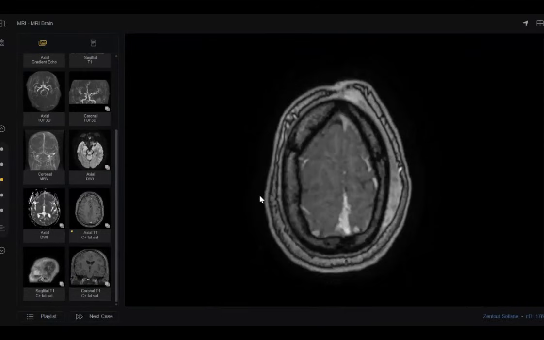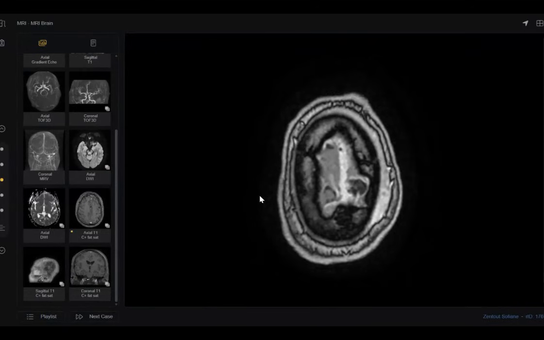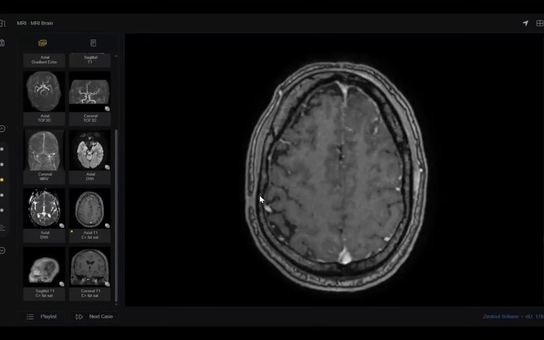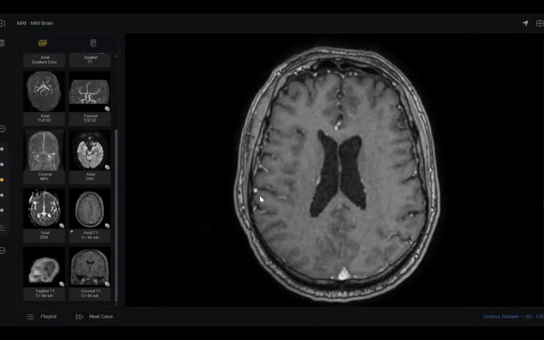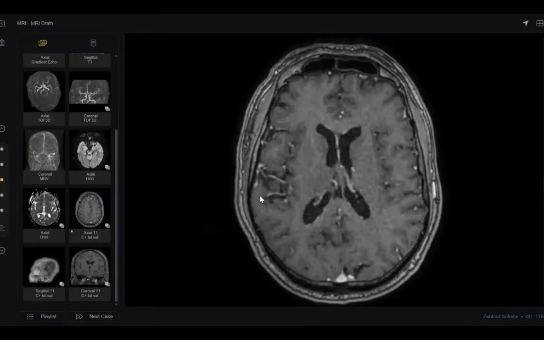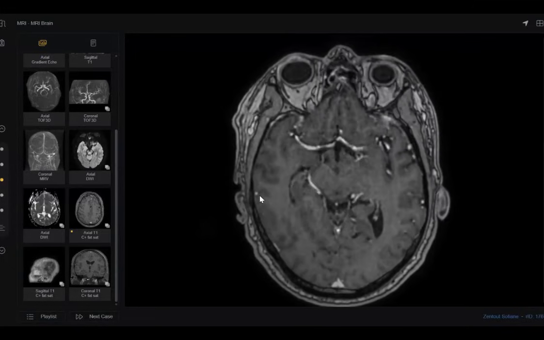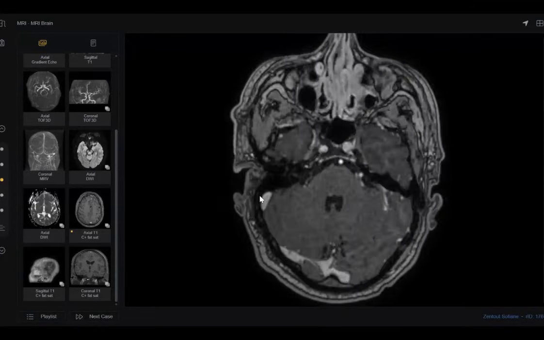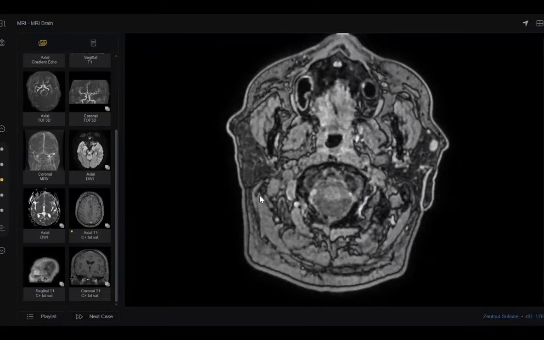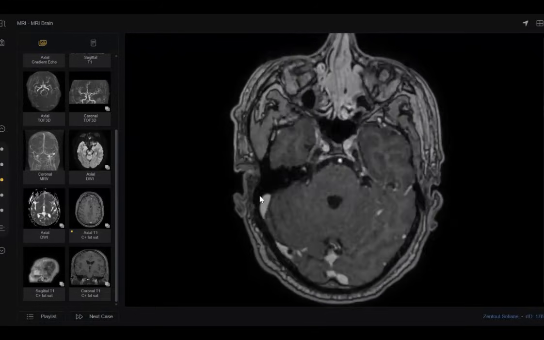These are the post contrast images of the same patient. I don't see a definite enhancing lesion in this location. Are you sure? Can I see it again?